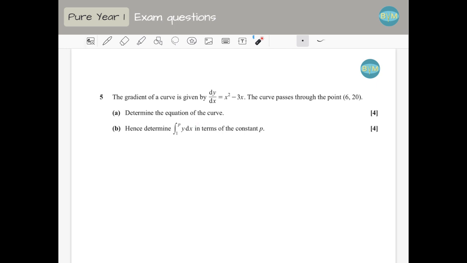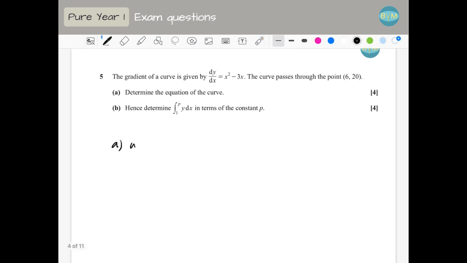So to find y, we are going to integrate, because integration is the opposite of differentiation. So y is going to be the integral of the derivative function, x squared minus 3x dx, which is x to the power of 1 more, 3, divided by the new exponent, 3, minus 3x to the power of 1 more, divided by the new exponent, plus c.